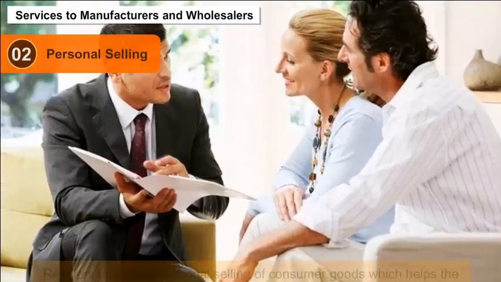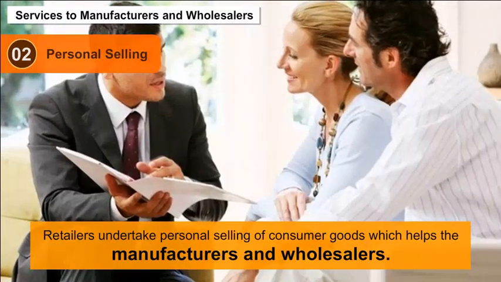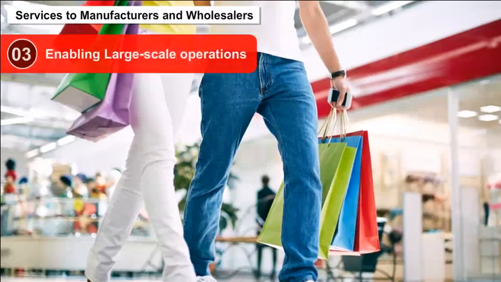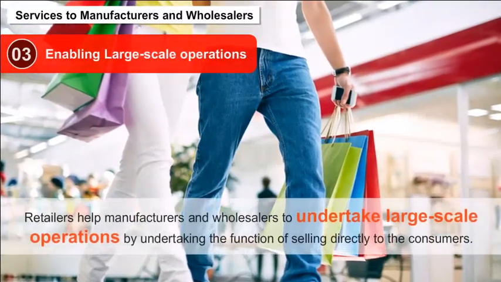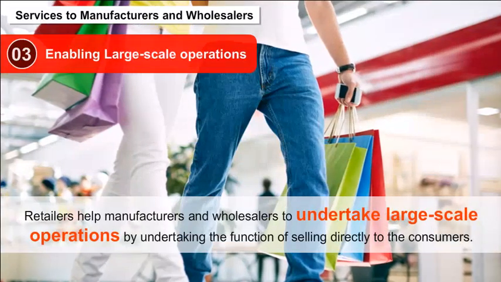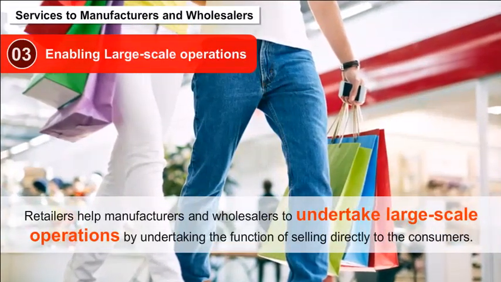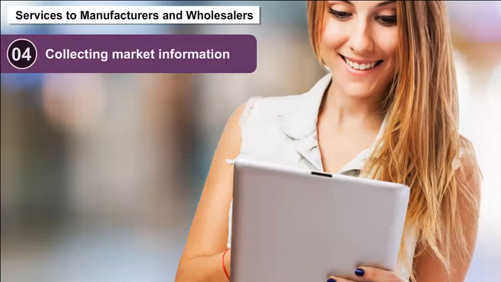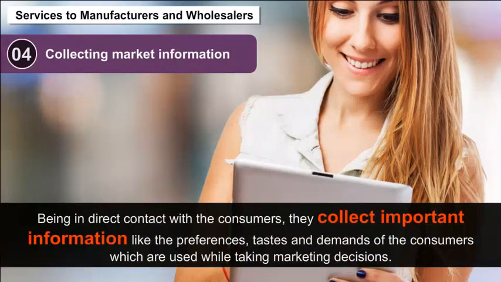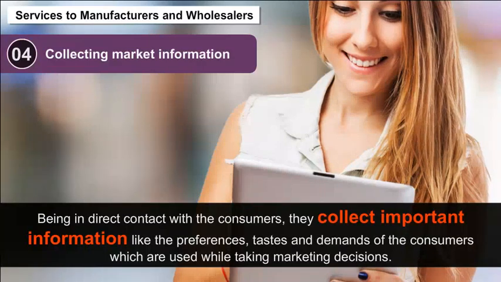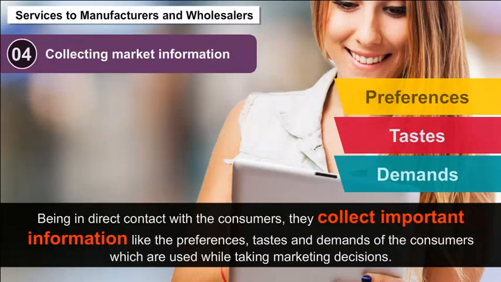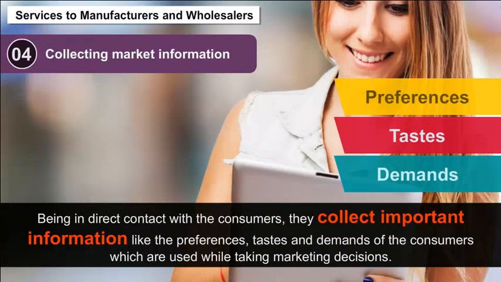Personal selling. Retailers undertake personal selling of consumer goods which help the manufacturers and wholesalers. Enabling large-scale operations. Retailers help manufacturers and wholesalers to undertake large-scale operations by undertaking the function of selling directly to the consumers. Collecting market information. Being in direct contact with the consumers, they collect important information like the preferences, tastes and demands of the consumers which are used while taking marketing decisions.